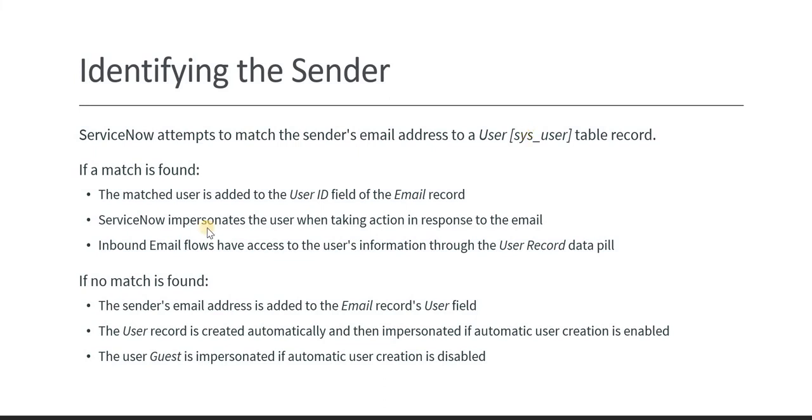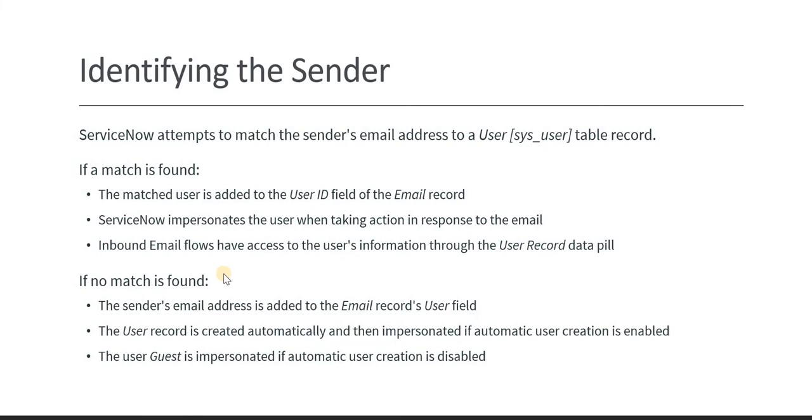And then ServiceNow will impersonate the user when taking an action in response to that email. So that email will be processed as the user who has sent the email. If it's a self-service user, it will be processed like that. And if it's an ITIL user, it will be processed like that. And finally, we can access the user's information using the user record data pill.